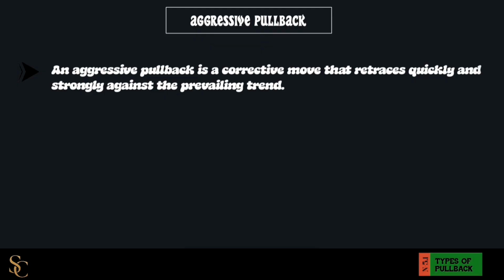The first pullback type is the aggressive pullback. An aggressive pullback is a corrective move that retraces quickly and strongly against the prevailing trend. Unlike a normal pullback, it shows high momentum from counter-trend traders or profit takers, which can signal weakening trend strength or even a potential trend reversal.